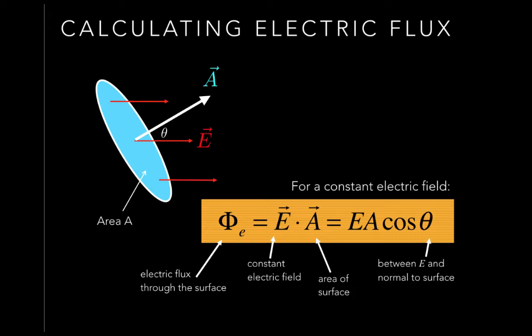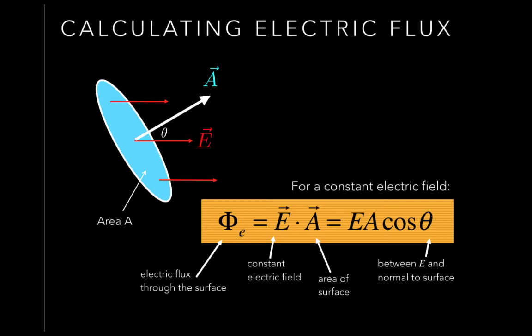Remember, let's define the area vector. The area vector is the area, so if this is a circle, it's pi r squared, and it points in the direction normal to the surface. Okay, so the area vector is always perpendicular to the actual area. Okay, so it's perpendicular to the surface.